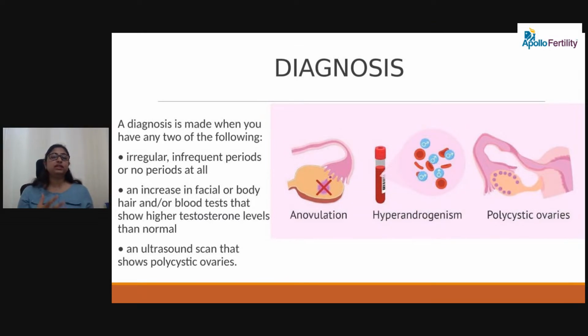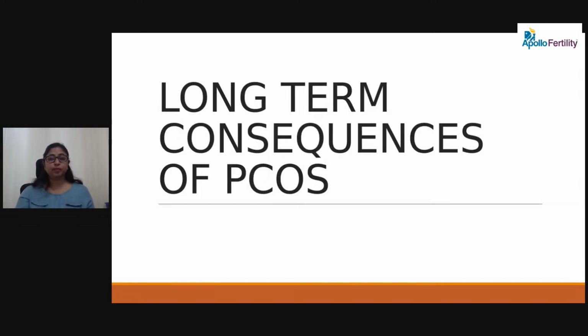The features irregular, infrequent periods, or no periods at all suggest that the egg is not forming every month. And when facial hair or body hair is present, or acne is there, we do the blood test for the androgens or testosterone, or we do the scan. So these are the three features, and if any two is present, that is the criteria for the diagnosis of PCOS.